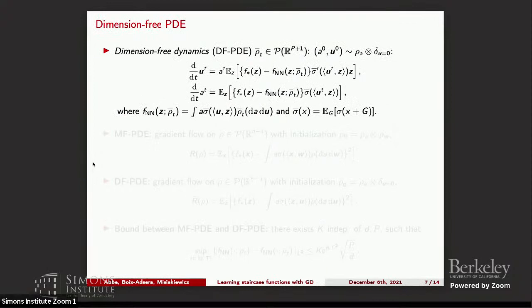And so what we get at the end, when D goes to infinity, is what I call the dimension free dynamics. It is dimension free because this PD doesn't depend on D anymore. So we have A0 distributed as before, U0 with zero initialization, and we have these equations. And now we have a neural network with P dimensional input Z and a smoothed activation sigma bar.